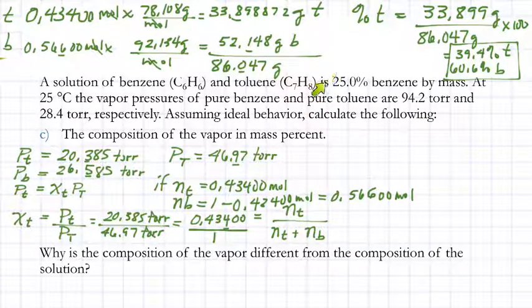And so what we see is the original solution was 25% benzene. In the vapor, it's 60% benzene because the benzene evaporates faster than the toluene does. So it contributes more to that vapor pressure.